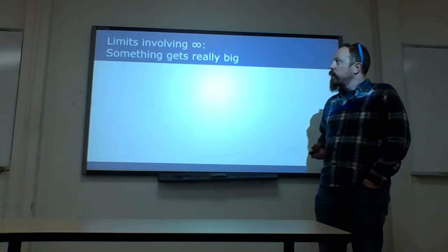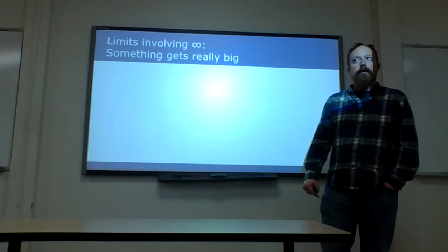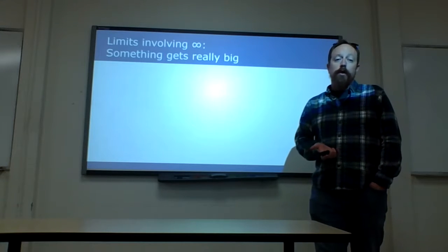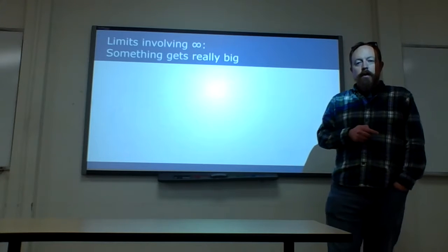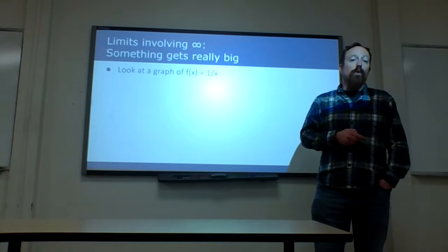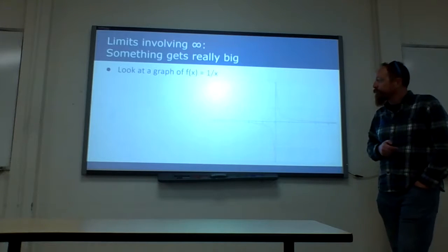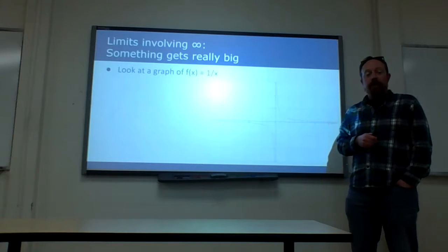So here's the idea. A limit involving infinity is one where something is getting really big, whether that be the output value of the function that we're interested in or the input value that we're feeding into the function. Let me give you a little example of this. Think about the graph of f of x equals 1 over x. It looks like this. You can see a couple of places where things are getting really big.